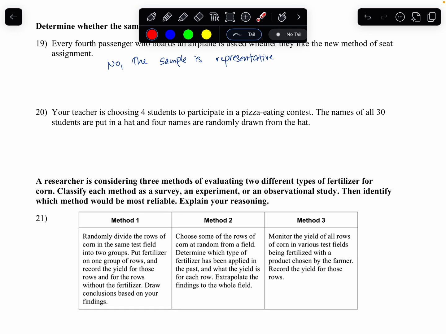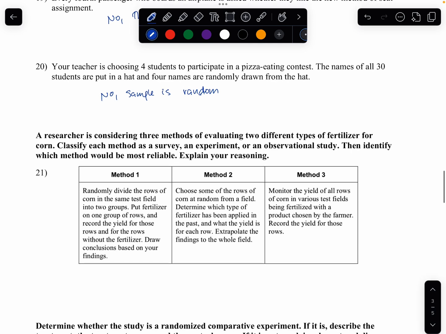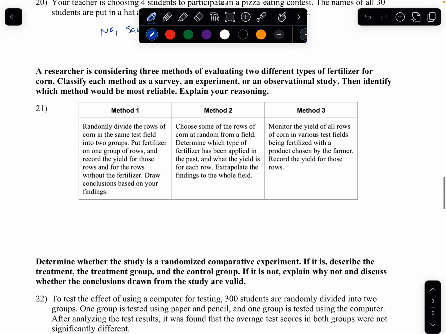Your teacher is choosing 4 students to participate in a pizza eating contest. The names of all 30 students are put in a hat, and 4 names are randomly drawn from the hat. So I would say also not biased. The sample is random, and there's no sort of favoritism or anything like that going on. So I would say that's not biased either.